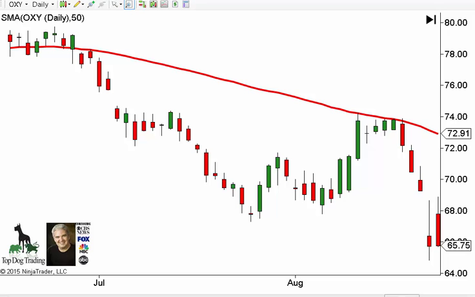So we use it as a line in the sand. So for example, the 50 MA here, pretty flat, but once price gets below the 50 MA and stays below the 50 MA, we consider ourselves in a downtrend, in bearish territory. Above, we would consider ourselves in bullish territory. Notice how, again, it provides resistance here.